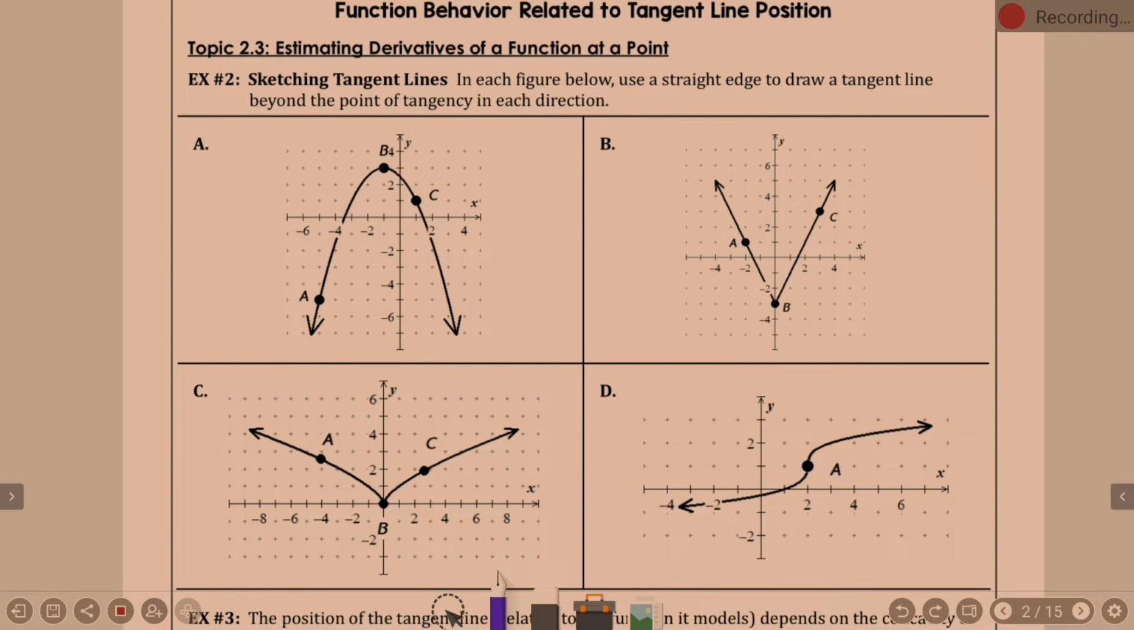Our favorite part, sketching tangent lines. In each figure below, use a straight edge to draw a tangent line beyond the point of tangency in each direction. You guys can use a straight edge. Again, I love that these rulers are clear because it does help you. It helps me at least.